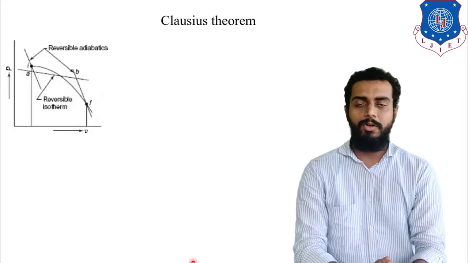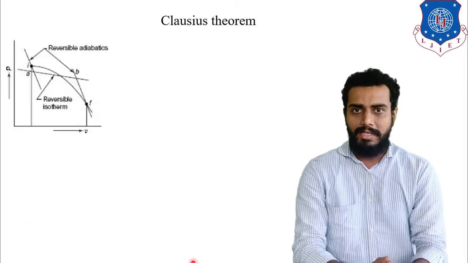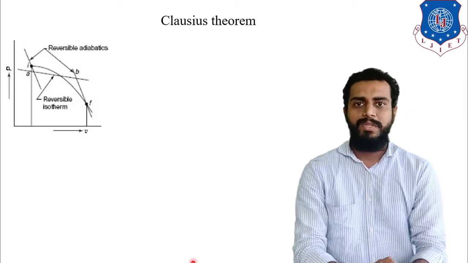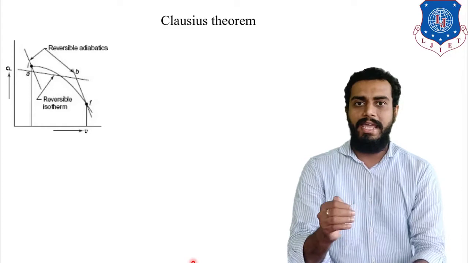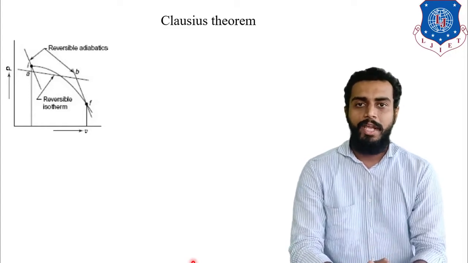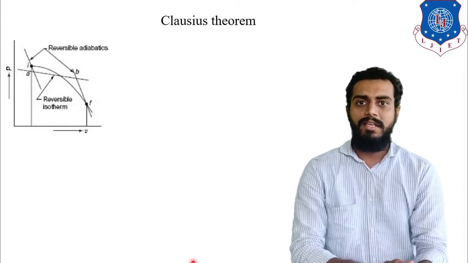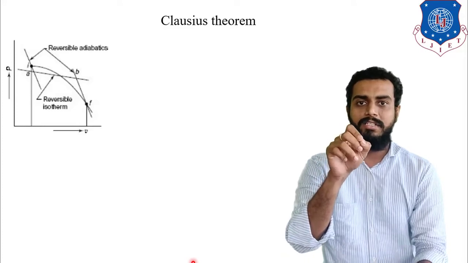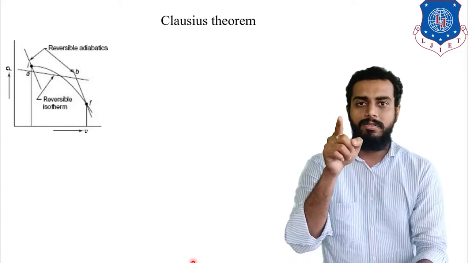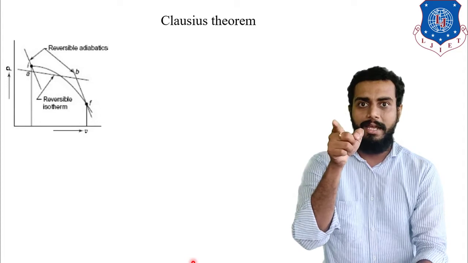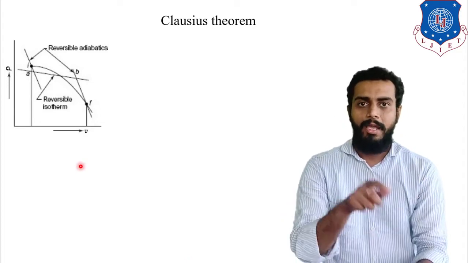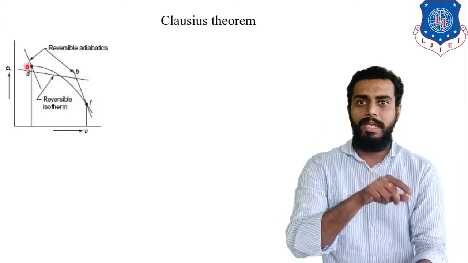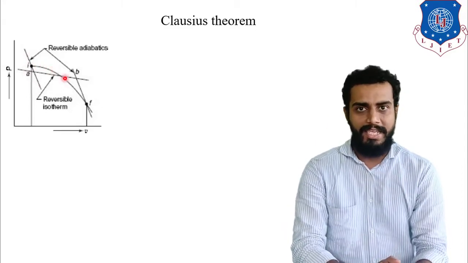For understanding the Clausius theorem, we will consider the diagram shown on the screen. As you can see, on the y-axis we have pressure and on the x-axis we have volume. Initially, let us consider we are starting from initial state I, and we are moving to final state F, denoted by point F. And from I to F we are following a reversible path, IF.